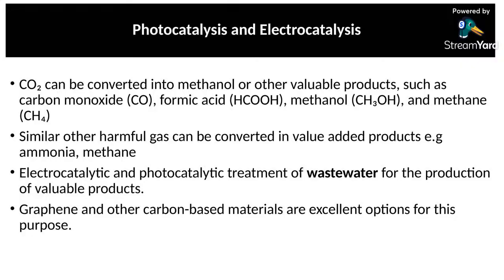Electrocatalysis and photocatalysis are also used in wastewater treatment. There are different types of wastewater: industrial wastewater, domestic wastewater, urban wastewater, municipal wastewater. All these wastewaters contain biomass and different materials, and we can use electrocatalysis or photocatalysis to purify these water sources or also convert these organics into valuable products. Graphene and carbon materials are excellent options for these purposes.